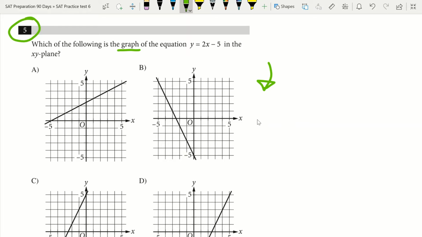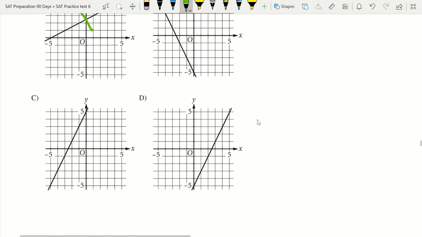So I have, which of the following is the graph of the equation y equals 2x minus 5 in the xy-plane. Key thing that jumps out to me right away is obviously I have my y-intercept at -5. That means that any line that crosses the y-axis above 0 has to be incorrect. So I can go ahead and get rid of A. I look at B, I see that its y-intercept is -5, so B could still be a correct answer. Same with D. I look at C, I see its y-intercept is at 5, so that's going to be incorrect. So now I'm between B and D.